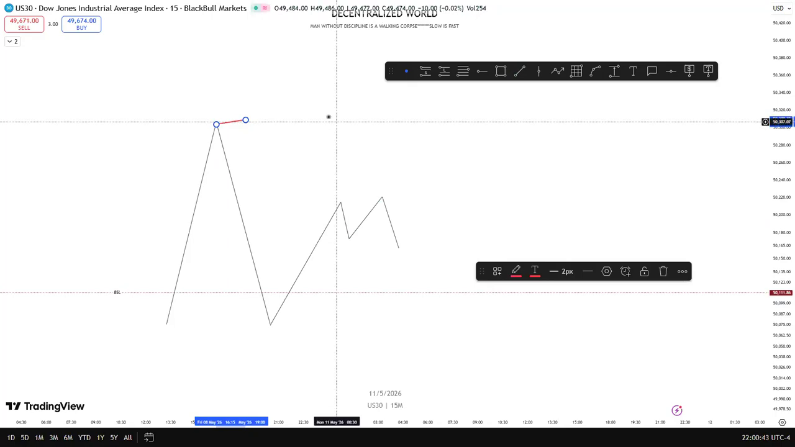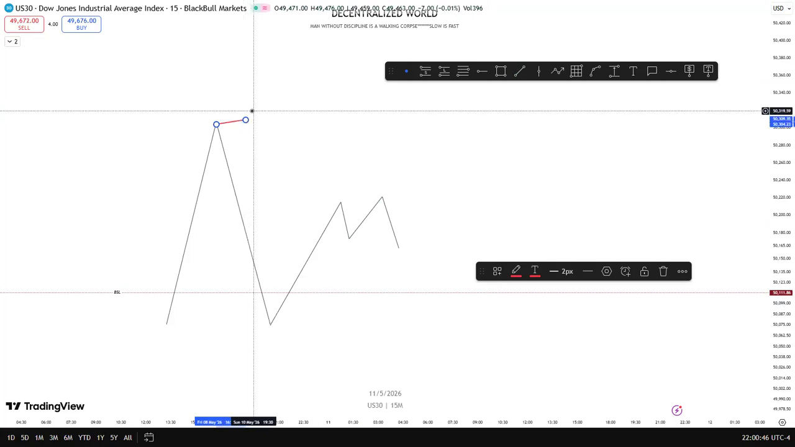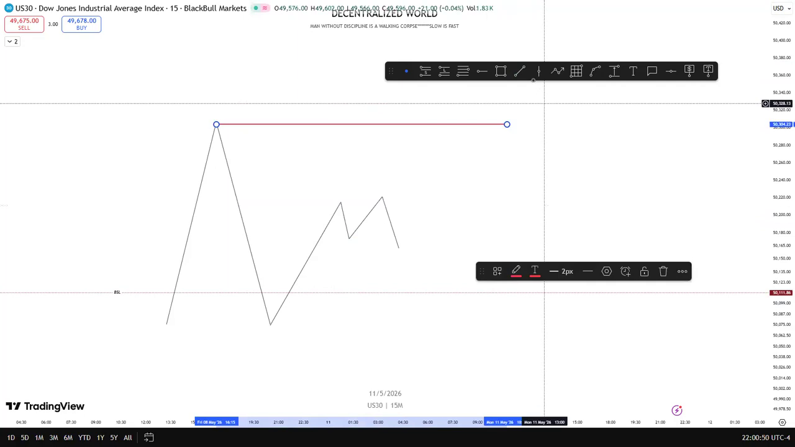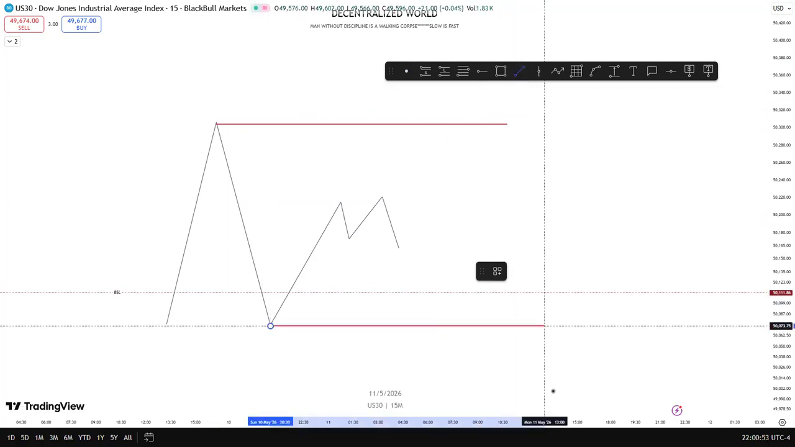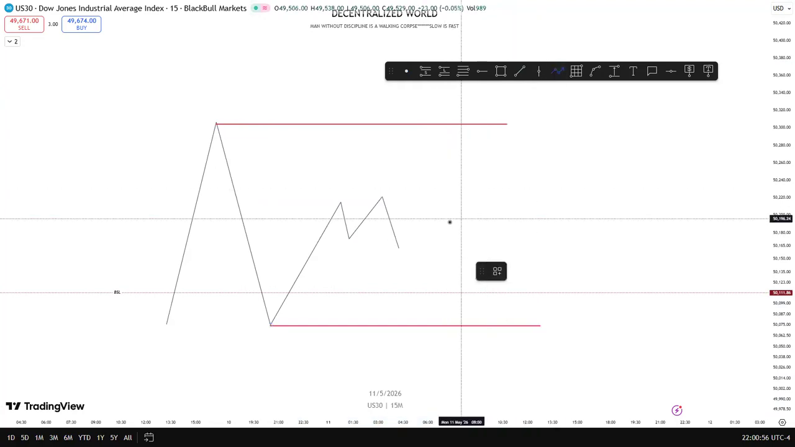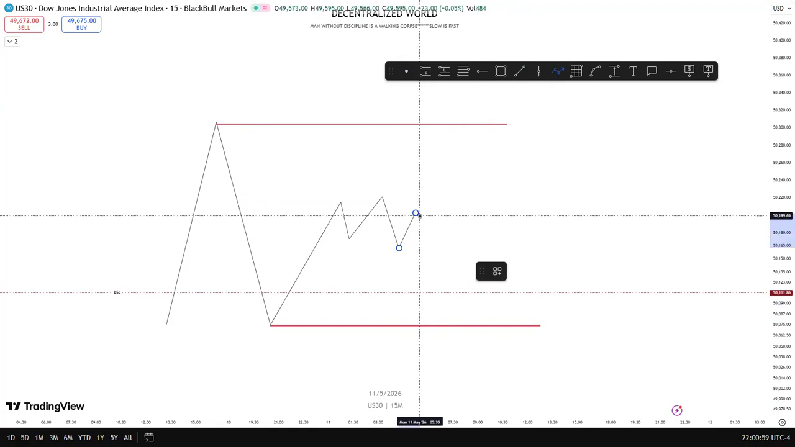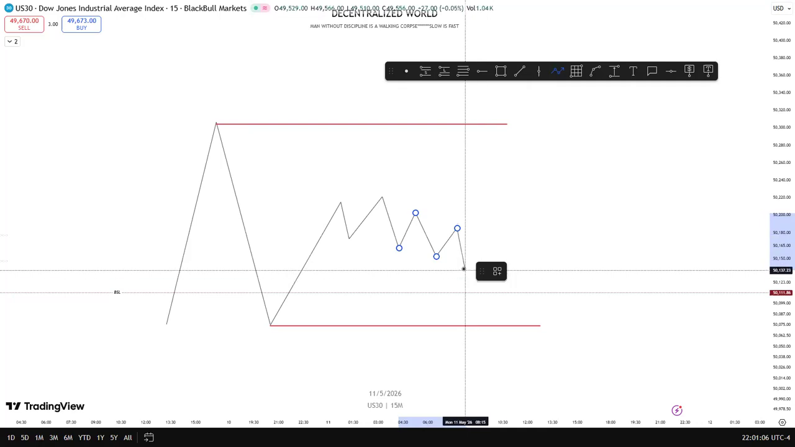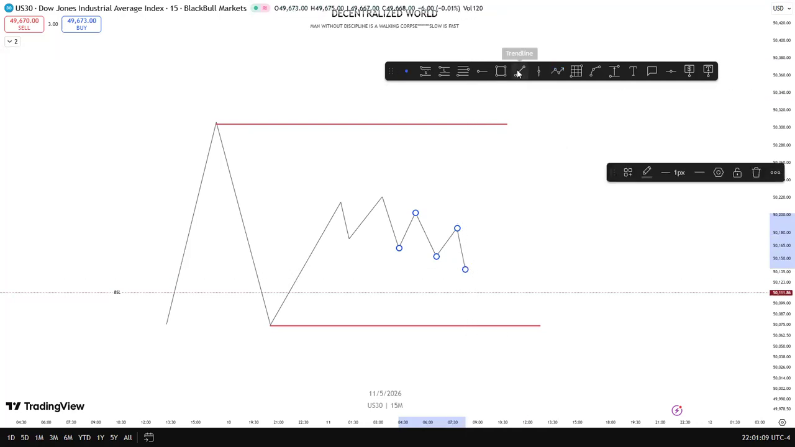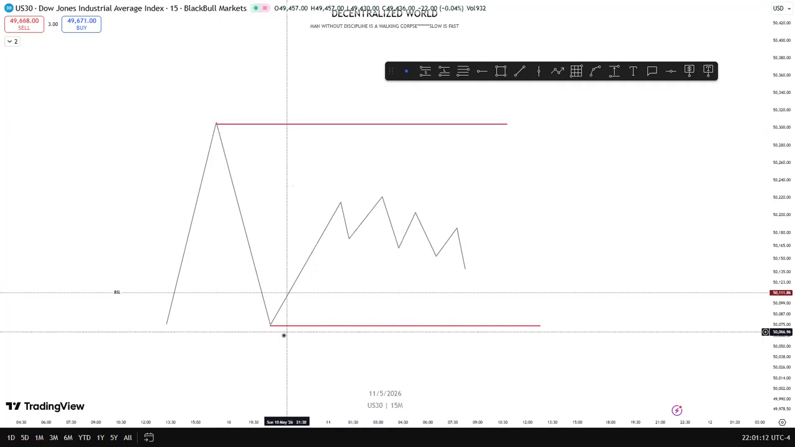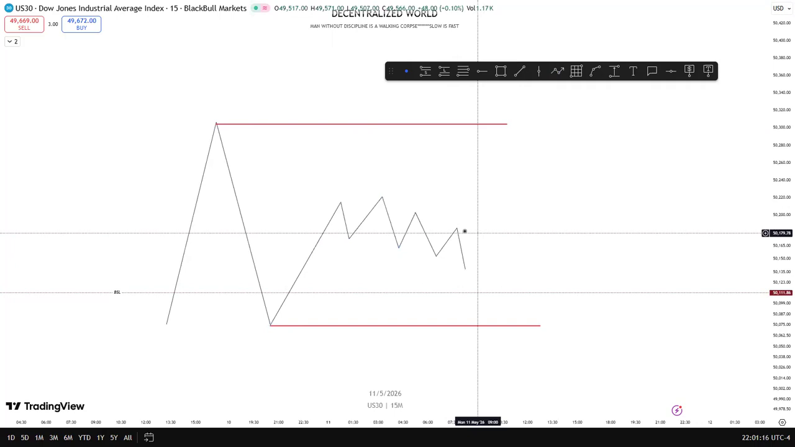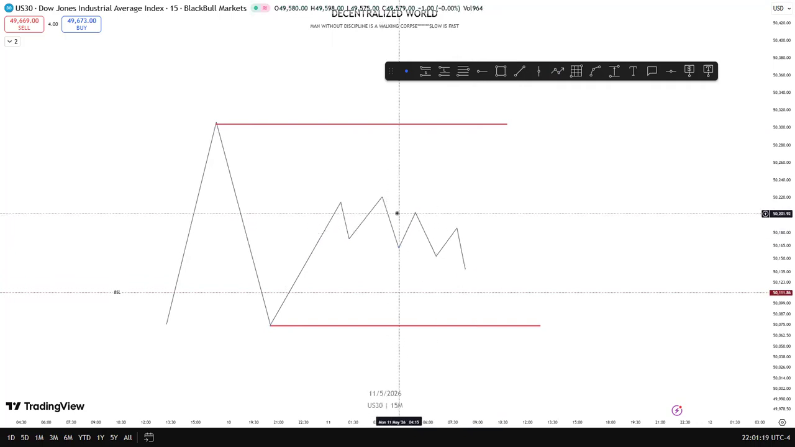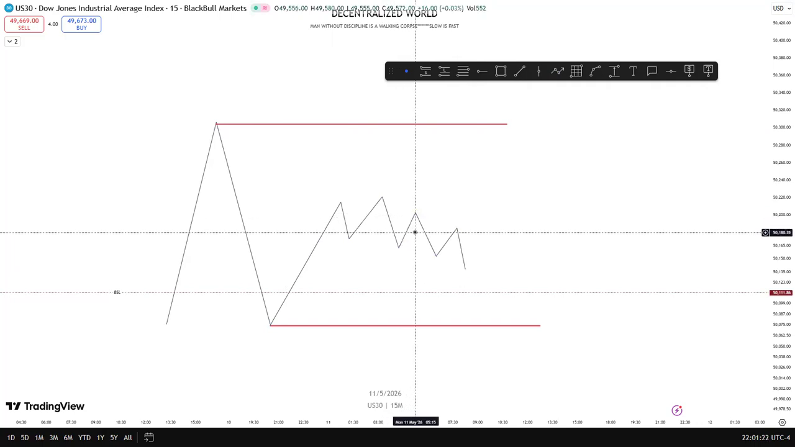External range liquidity is liquidity resting outside the current structure. This is a high, this is a high as well. All those things are structures: high, low, high, low. These are current structures. When a high or a low is resting outside a current structure, that high or low is called external range liquidity. This could be the major highs or the major lows. Price often targets these highs and lows before reversing.